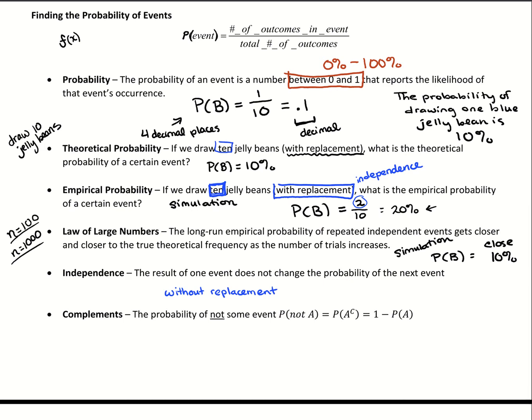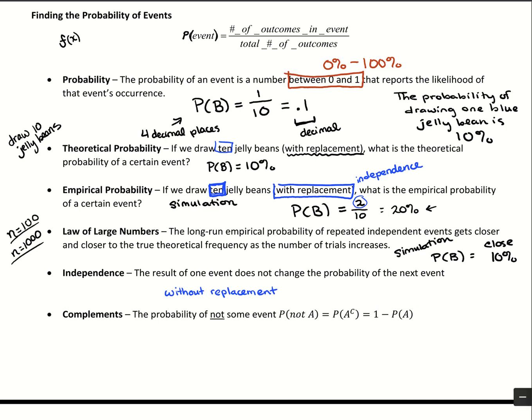Another definition is complements. It's when we look for not some event. So if we had some event A and we wanted just the probability of not that happening, the notation we use here is for complement, and it looks like a little exponent of C. This notation just says the same thing as probability of not A. It's just special complement notation. And what we can do is look at 1 minus the probability of that event that we want to remove.